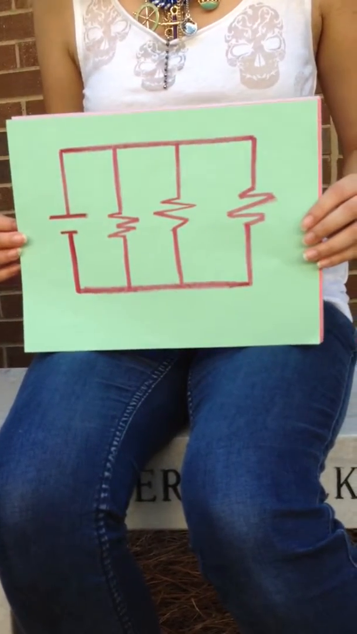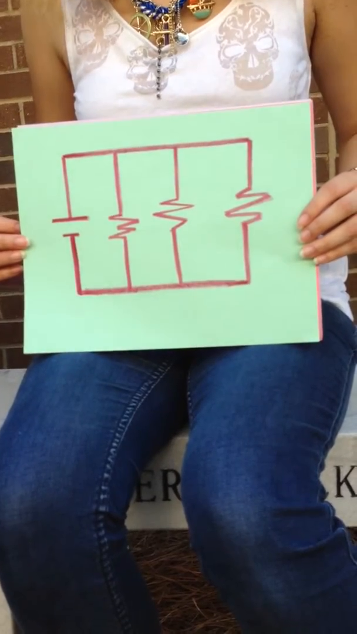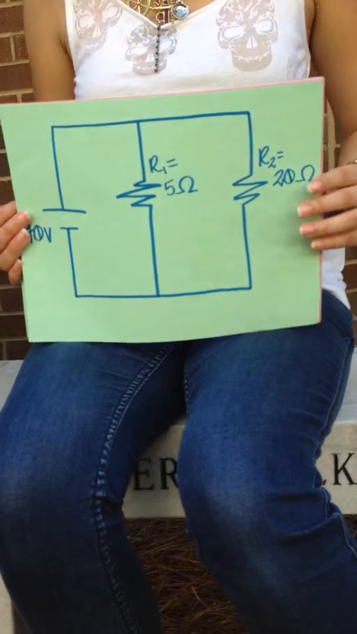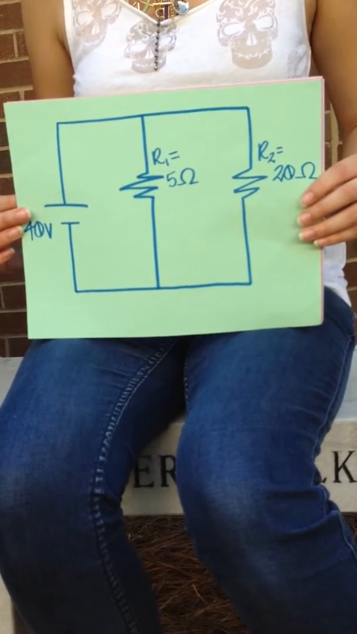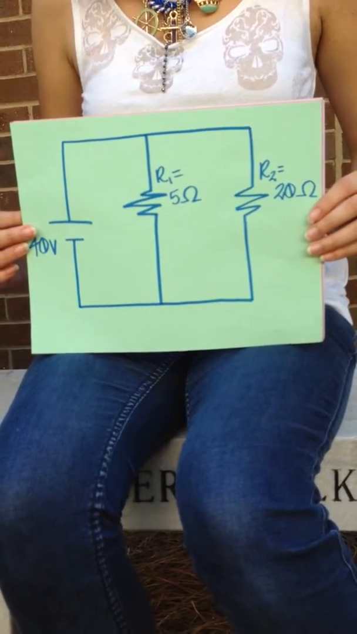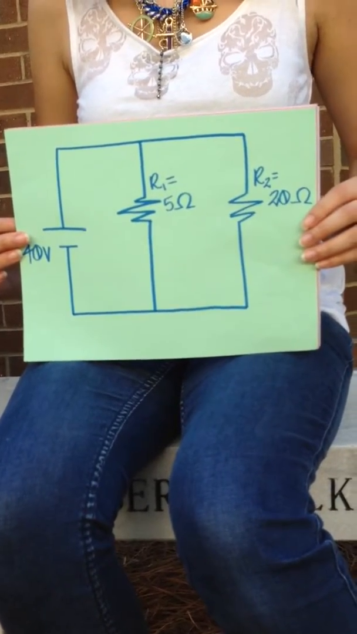Here is a picture of a parallel circuit with a battery and 3 resistors. Here's a picture of our problem where we're asked to solve for the total resistance, the total current, and the current for R1.